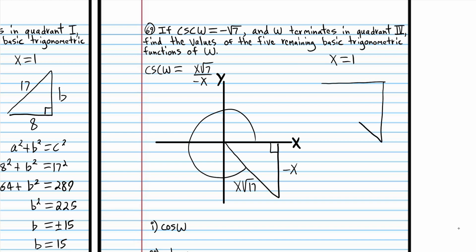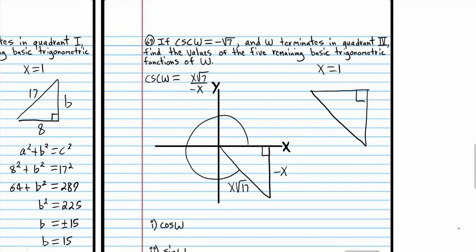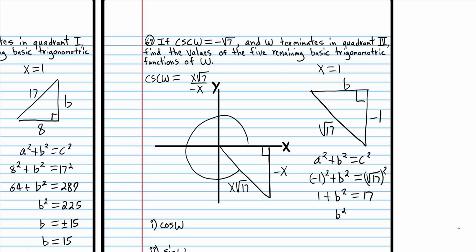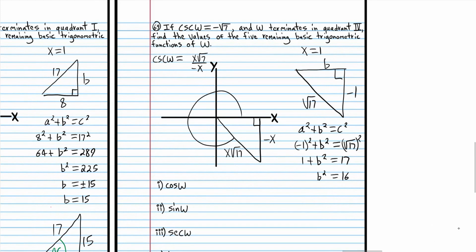Let's redraw the triangle. This side is going to be root 17, this side is negative 1, and we're looking for b. So let's use the Pythagorean theorem. A is negative 1, and yes, you do have to use parentheses. The hypotenuse is root 17. And if we do the math, we get the following equation. Subtract 1 from both sides, we get 16. And then b is equal to plus or minus 4.